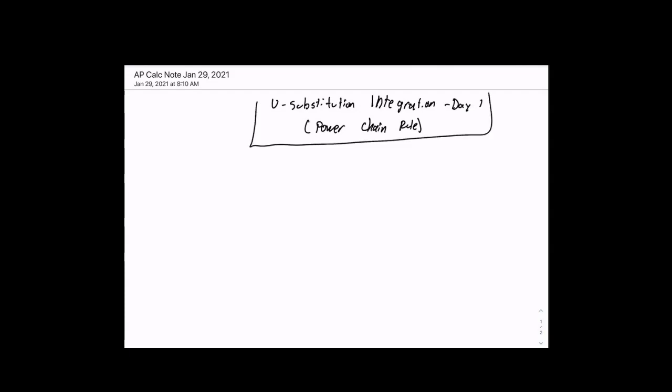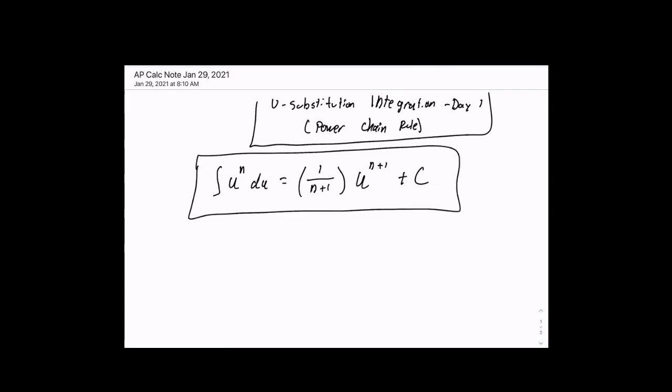So basically with this U-substitution methodology that we're going to be using, we're going to use only the power chain rule. All right, and the power chain rule is much the same as the power rule of integration that we covered yesterday. And so the power chain rule says that if we integrate a function u, now it's not an x, but it's going to be the same thing, to the n du, this is equal to, same idea, u parentheses n plus 1 multiplied by 1 over n plus 1, the reciprocal, plus the constant of integration. All right, so it looks the same.